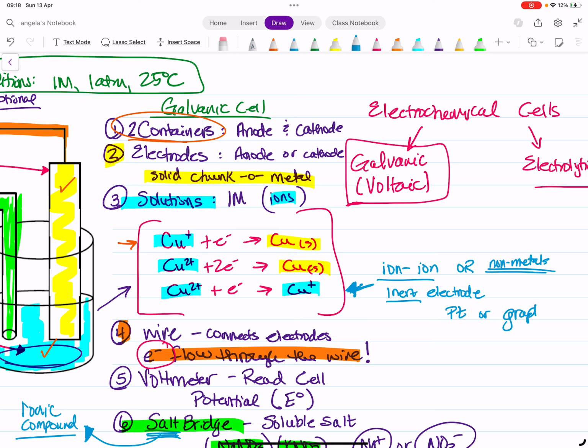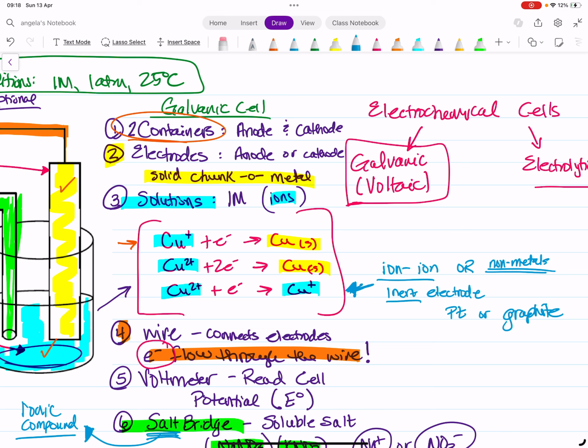Graphite is a form of carbon. Actually, when I would run labs with this, we would pull out pencil leads from our mechanical pencils and we could use those as our electrodes if we needed an inert electrode. So platinum or graphite will work as your inert electrode.